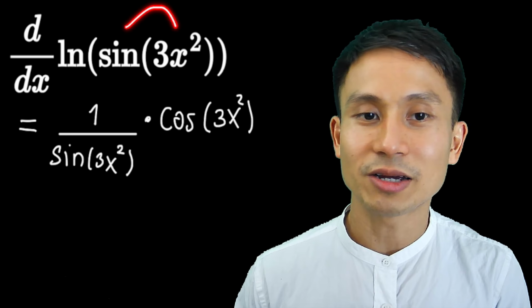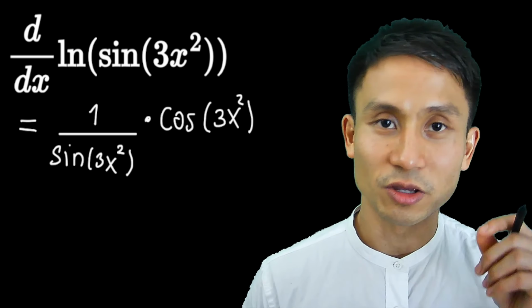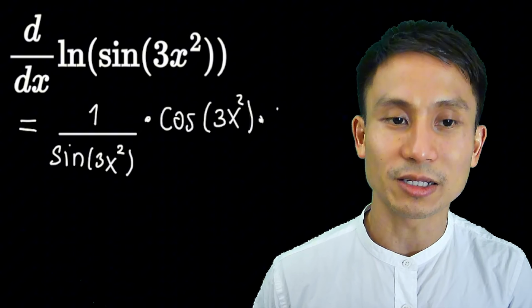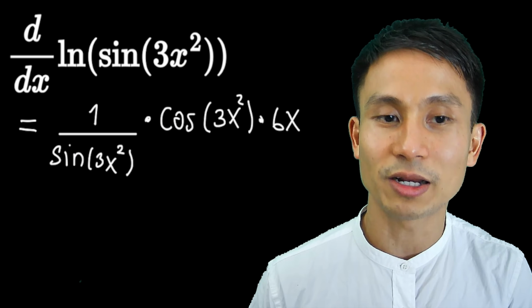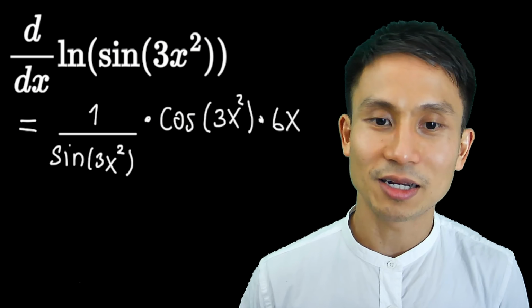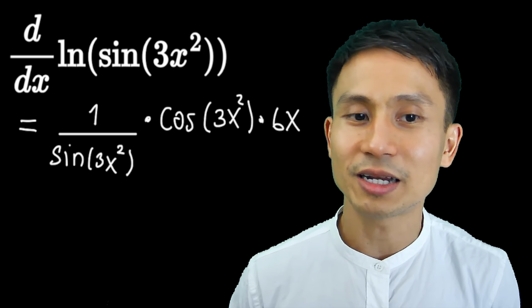Going another layer inside, we see a polynomial function, 3x squared. So we're going to use the power rule there. Bringing the power down to multiply in front, we get 6. The power minus 1 is just x to the power of 1, so we don't need to write that. That is just done. If we want to simplify all this, we see that cos over sine is a cot.